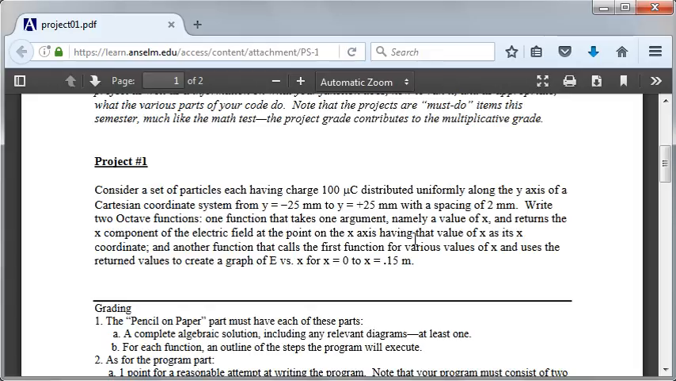And we've got to write two Octave functions. One function takes one argument, namely a value of x, and returns the x component of the electric field at the point on the x-axis having that value of x. So find E of x. It's really E sub x of x. And then one that graphs it. Okay, let's work on the first one.